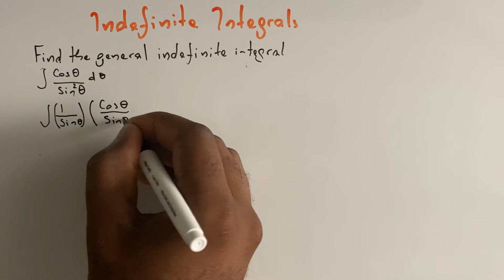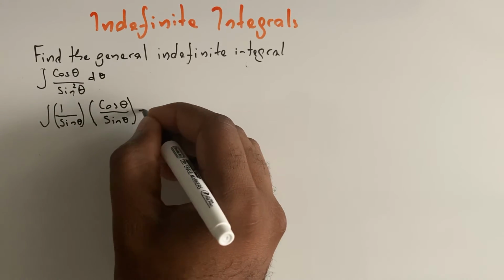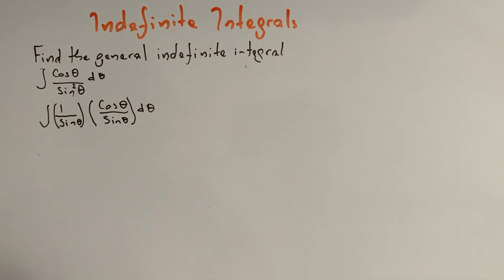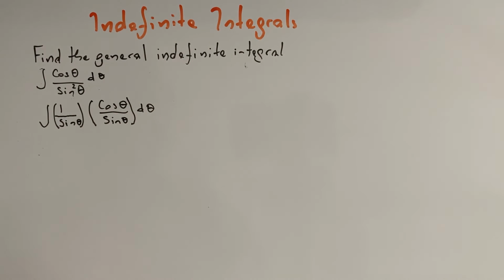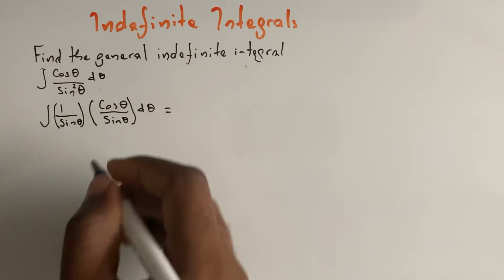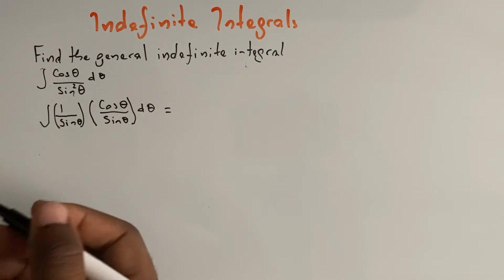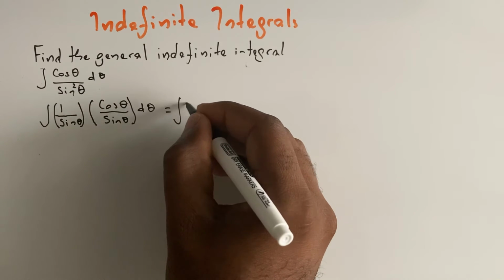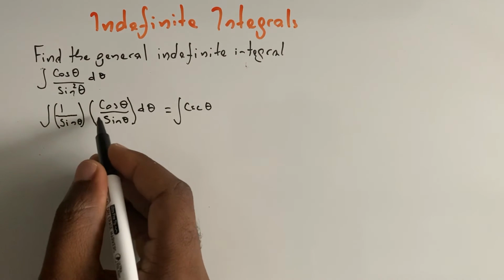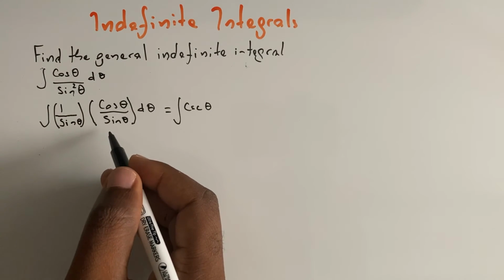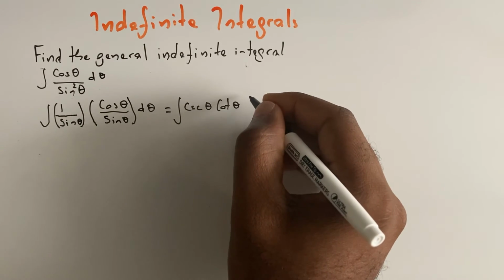over sine theta. Now what we have here is the same thing we had before. We just split it. If we multiply this product here, we will still get the same thing. So with this we can go further and actually write 1 over sine. What is 1 over sine theta? 1 over sine is cosecant theta. So we can write this as cosecant theta, and cosine over sine is actually cotangent theta. So cotangent theta d theta.